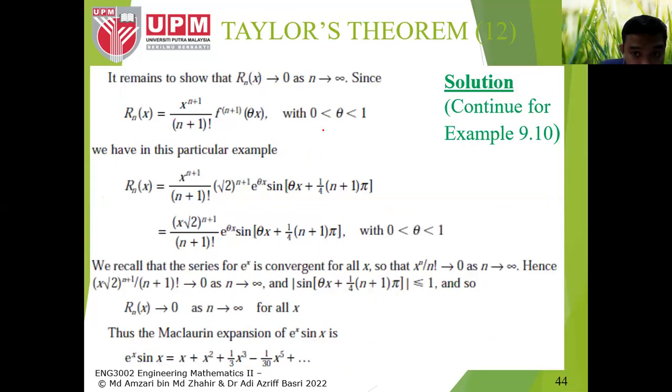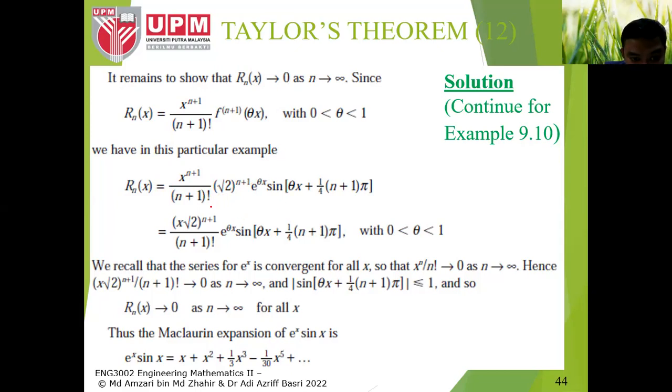Okay, so it remains to show that the remainder R_n approaches 0 when n goes to infinity. So from here, we have a particular example of R_n, which is x to the power of n plus 1 over n plus 1 factorial times this function, square root of 2 to the power of n plus 1 e^(theta x) sin(theta x plus n plus 1 pi over 4).